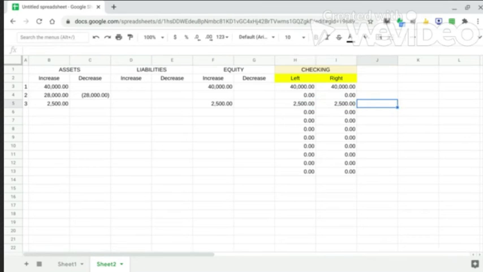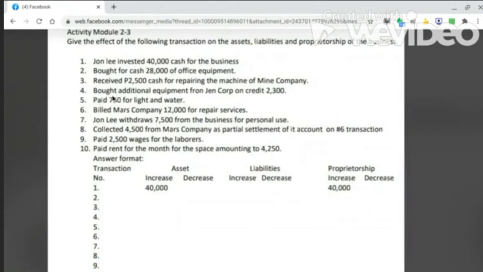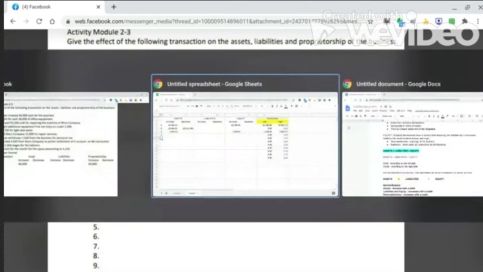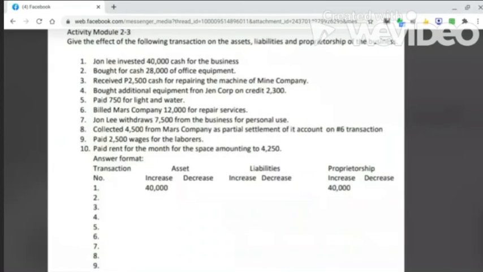So, number 4, we have here, bought additional equipment from Gen Corporation on credit, 2,300 pesos. So, bumili siya ng additional equipment. Remember, kapag bumili ng equipment, di ba, mag-i-increase yung asset in terms of the equipment. So, here, in this transaction, maglalagay tayo ng increase in equipment at 2,300 pesos. Ngayon, paano niya na-avail yung equipment na yun? Let's take note of the term here, on credit. Which means, hindi niya binili ng cash yun. He bought it on credit.